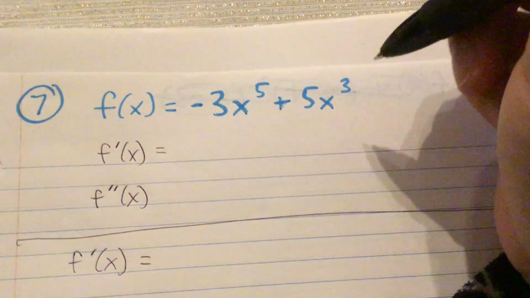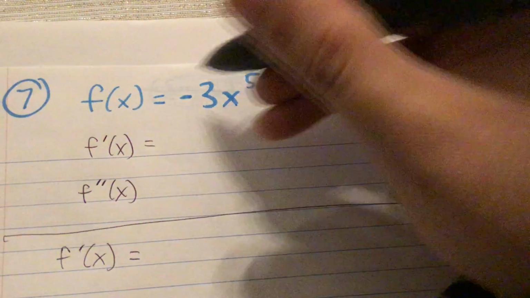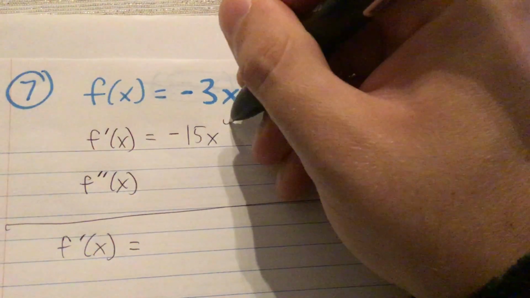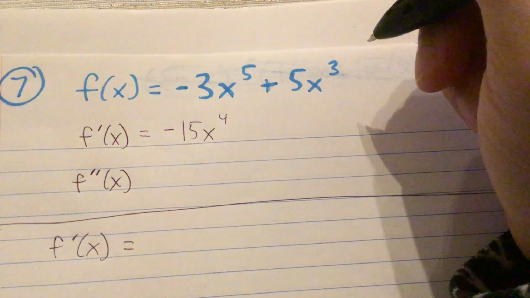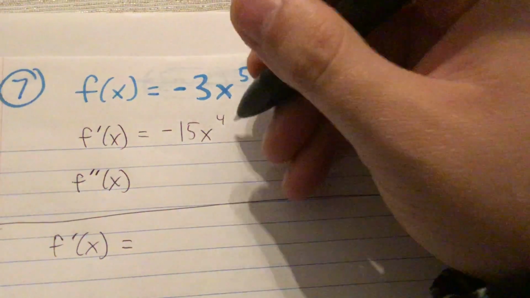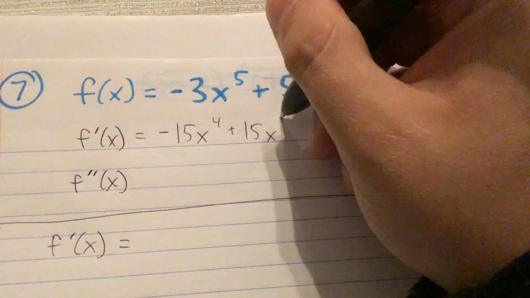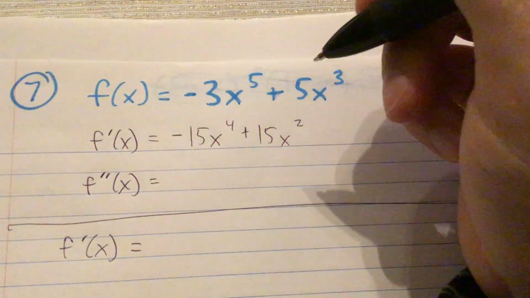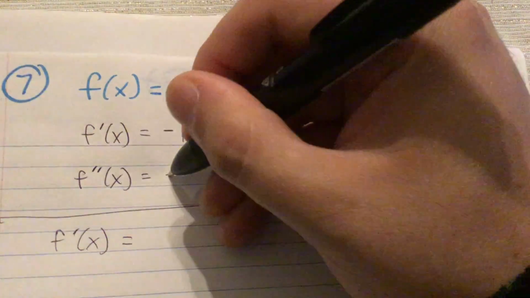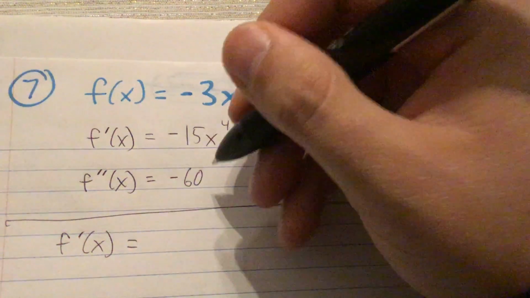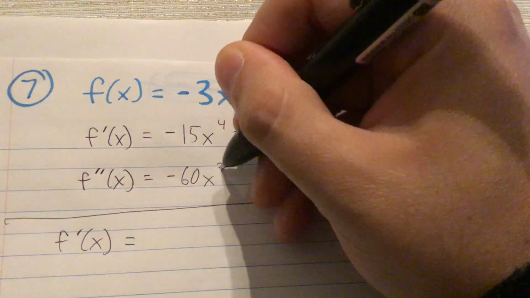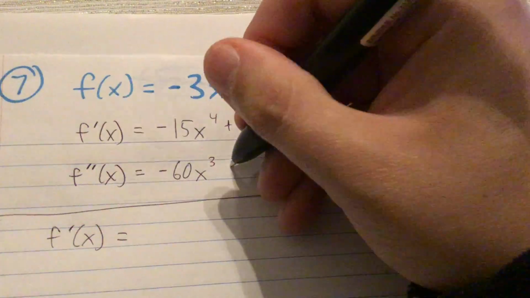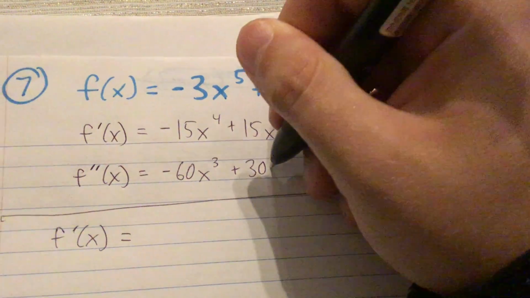So f prime of x: -3x to the 5th, that derivative is -15x to the 4th. And the derivative of positive 5x cubed, that's going to be positive 15x squared. Oh. All right, well now let's figure out what my f double prime of x is. That's going to be -60x to the 3rd. And the derivative of positive 15x squared, that's going to be positive 30x. Okay.